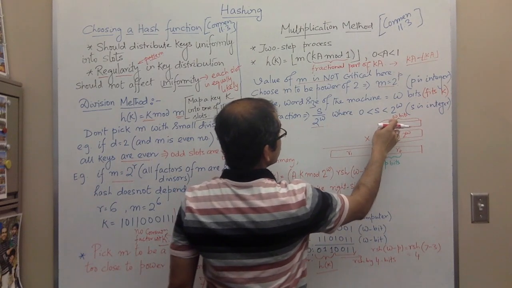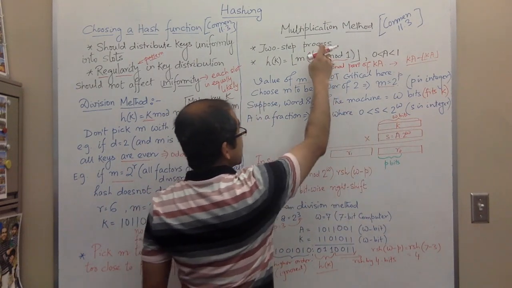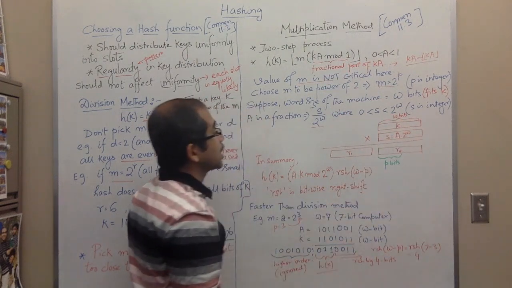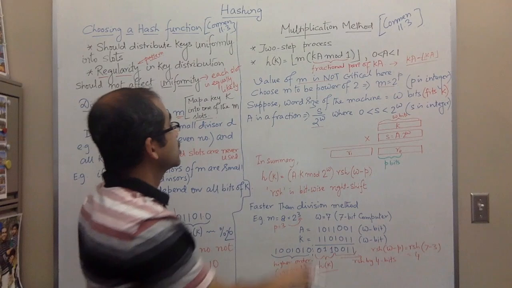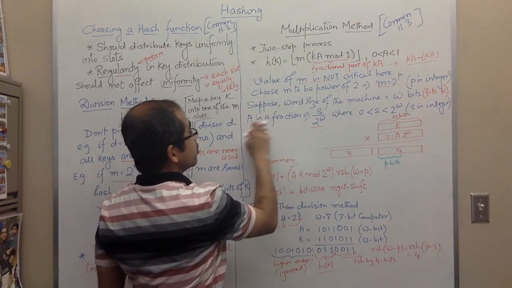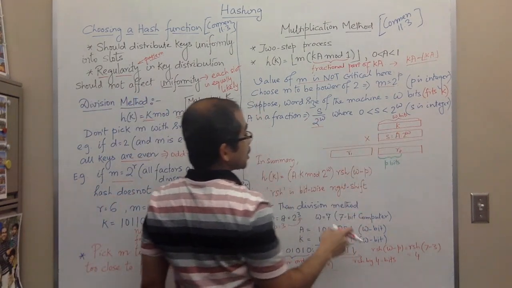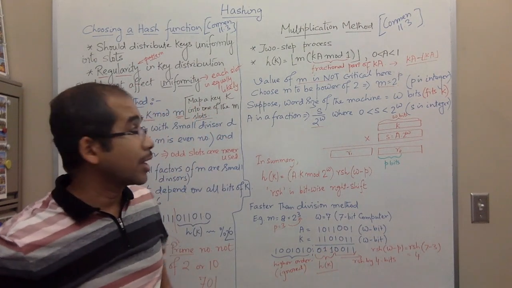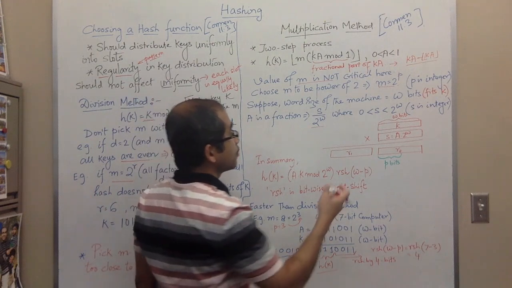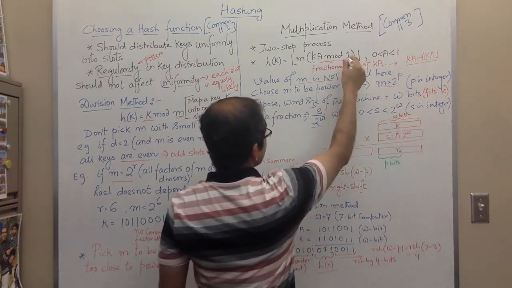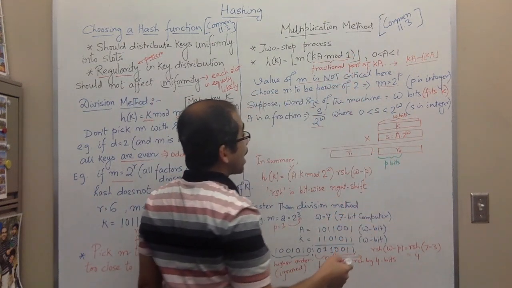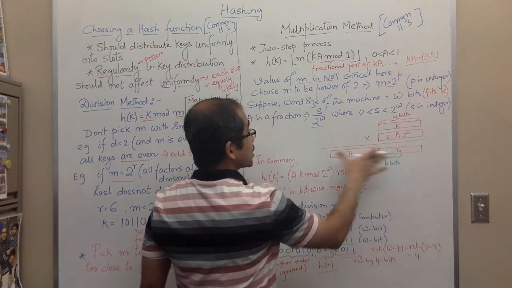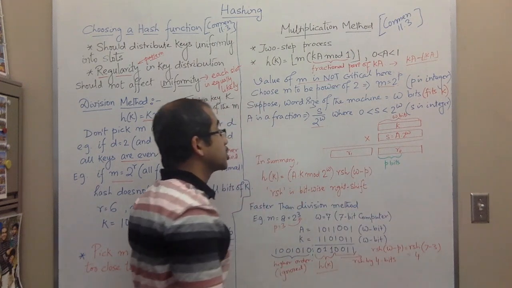We have the value of k fitting in w bits. Here, s is a times 2 to the power w, so a will be within 2 to the power w and 2 to the power w minus 1. Now if you multiply these two things, a is w bits and k is also w bits, together they will produce a result of 2w bits.